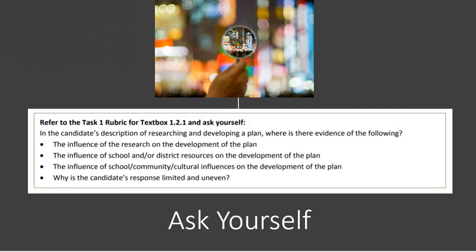You're also going to show the influence of the school and district resources we talked about, the school and community resources. And why is the candidate's response limited and uneven? Okay, so if your response is not balanced, does that make sense? If your A is huge, but your B is tiny, and then your C is tiny, why is that uneven? They're looking for evidence of that.